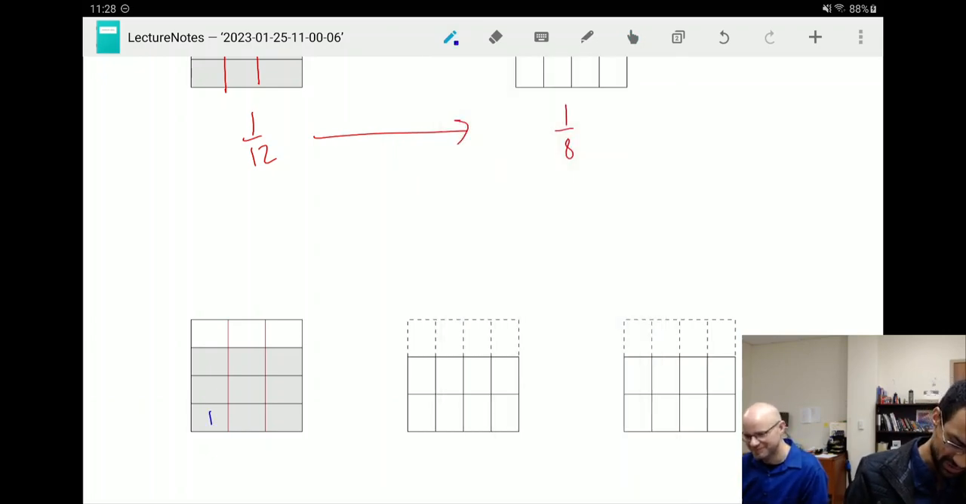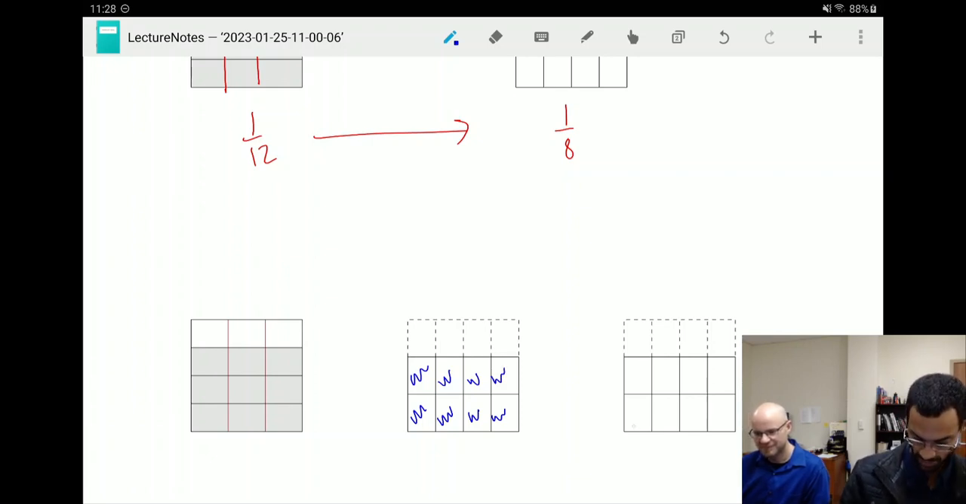So we have 1, 2, 3, 4, 5, 6, 7, 8, 9 pieces. Okay, so let's go ahead and start transferring that over. So we got 1, 2, 3, 4, 5, 6, 7, 8. This bucket's full. Let's go to the next bucket. 9. We have now 9 pieces. And how big are those pieces? They're eighths. So we have 9/8.